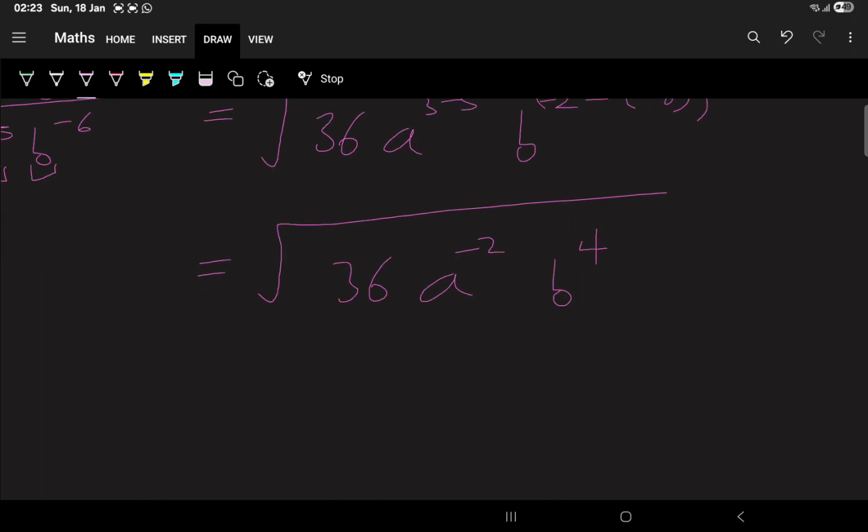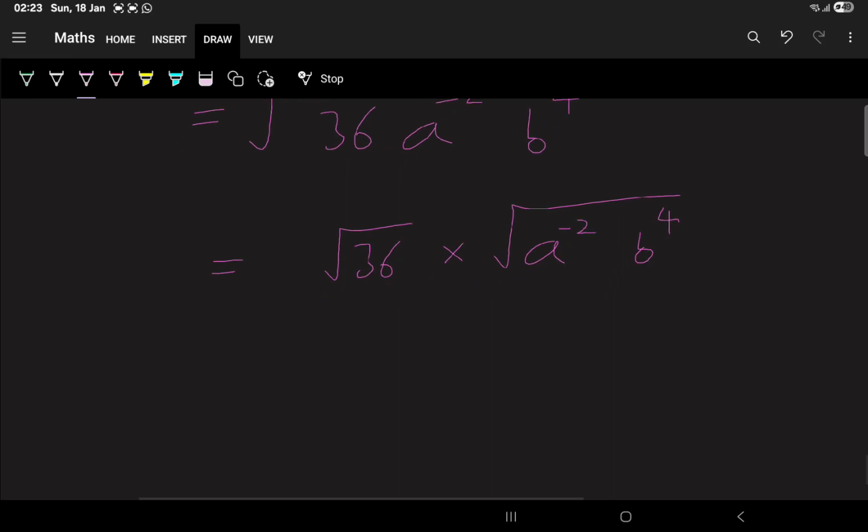Now we can break this down to be square root of 36 multiplied by square root of a raised to the power of negative 2 b raised to the power of 4. I'm doing this for a reason, which you will see now. Square root of 36, we have it to be 6. Now multiplied by, remember, square root means the base raised to the power of the 1/2 power. Now our base here is going to be this expression here, a raised to the power of negative 2, b raised to the power of 4, and it's all to the 1/2 power.